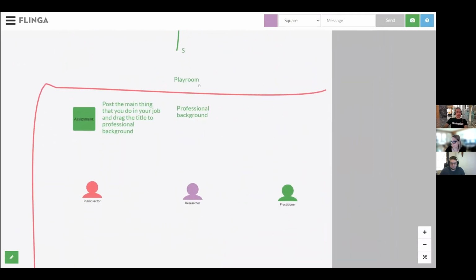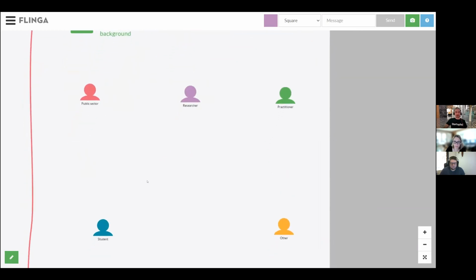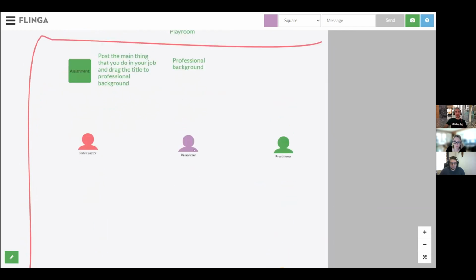Then there's the next one, the playroom. If you scroll down, the next assignment to get to know Flinga is to post your job title to the right person here. For example, I would be a researcher, and there is my current job title.